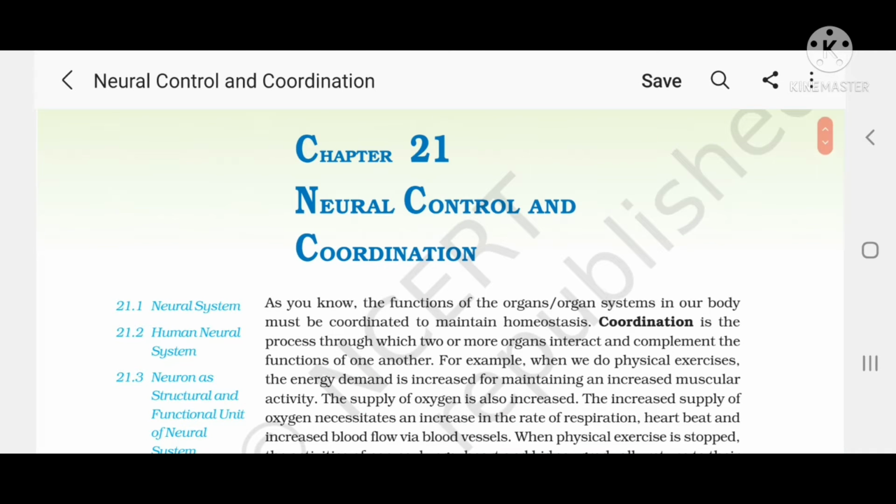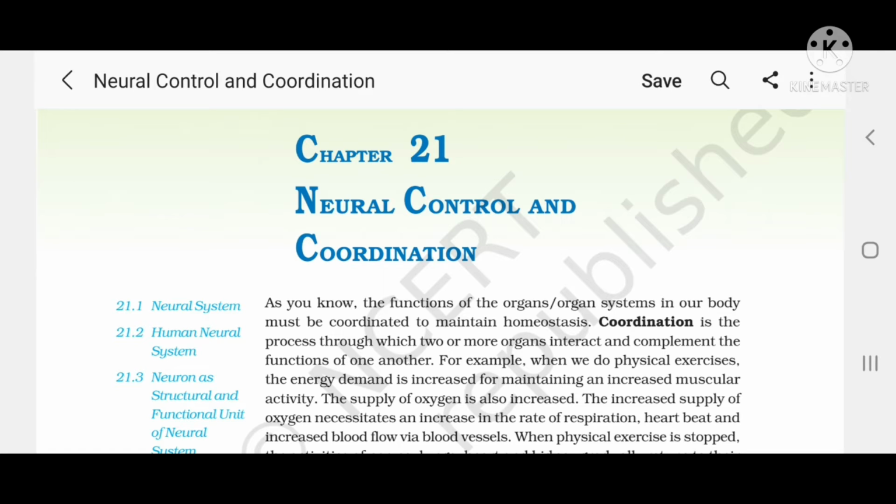Chapter 21: Neural Control and Coordination. As you know, the functions of the organs or organ systems in our body must be coordinated to maintain homeostasis. Coordination is the process through which two or more organs interact and complement the function of one another.